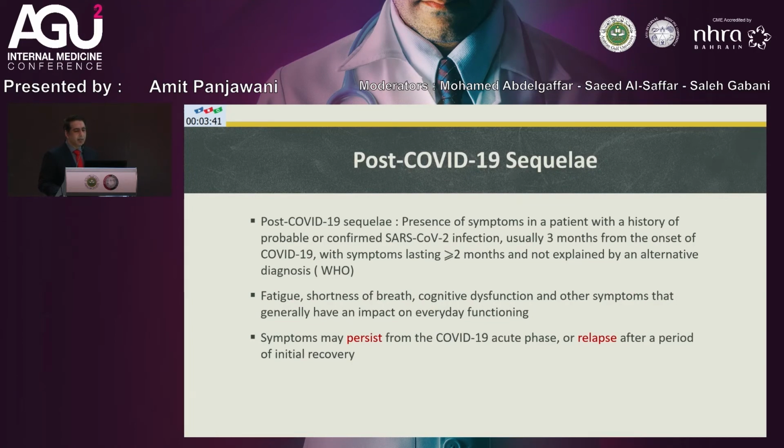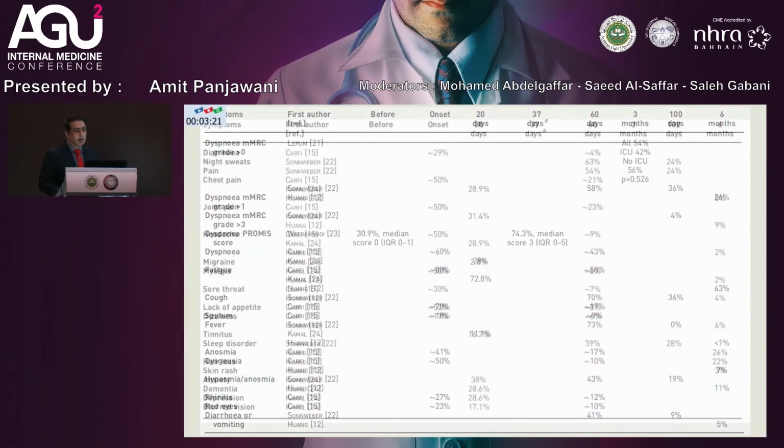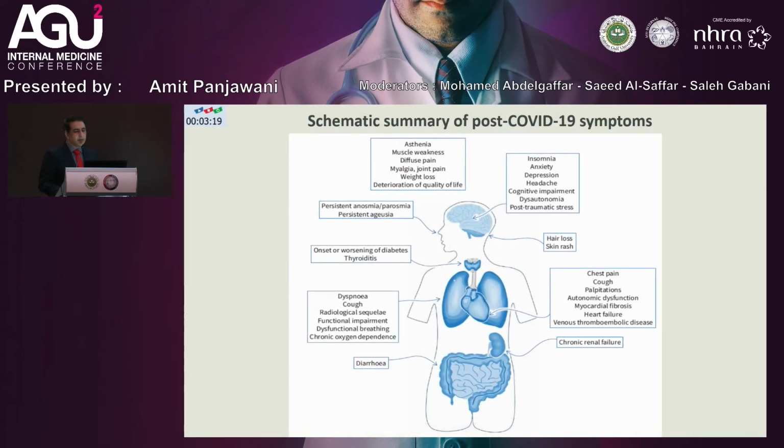It's basically the presence of symptoms in a patient with a history of probable or confirmed SARS coronavirus 2 infection, usually 3 months from the onset of COVID-19, with symptoms lasting for more than 2 months and not explained by any alternative diagnosis. For the want of time, I'll just skip these slides.